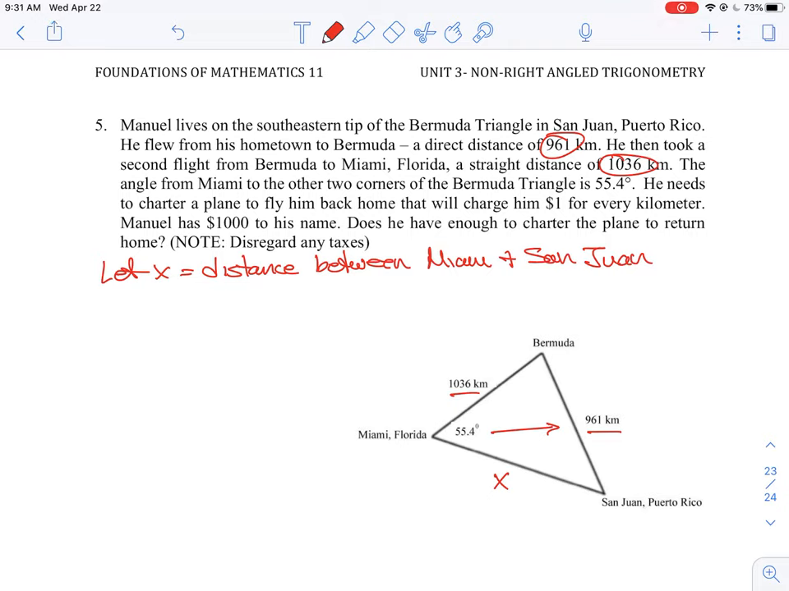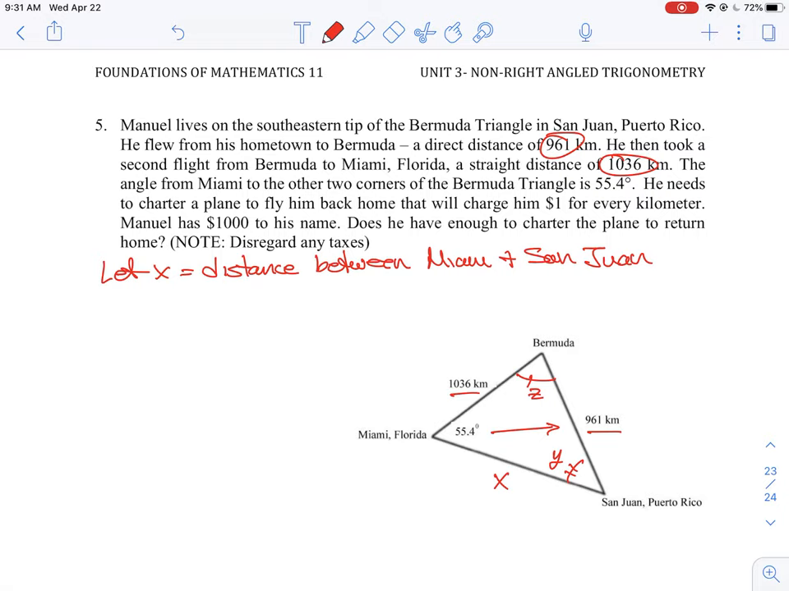Now, we don't know the distance for X, and that means there is a missing angle up here from the Bermuda point, and there's also another missing angle here from the San Juan point. So for us to use the sine law in order to find X, we would actually need to know the side opposite this angle here. So we have a few things that we have to calculate out. So I'm going to make this one of these angles, this unknown here, Y, and then I'm going to make this other one here unknown, Z. Okay, because those are the missing parts in the triangle that we have to find along with X.